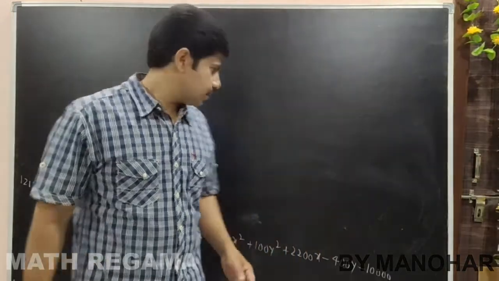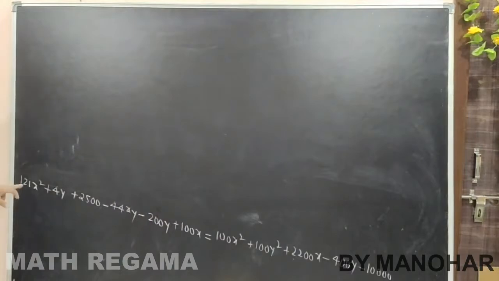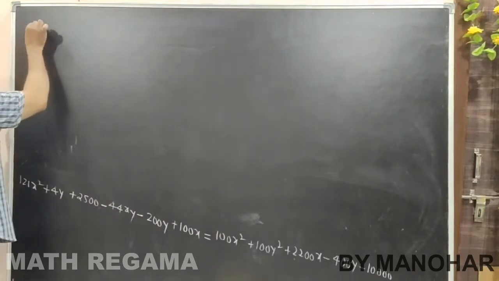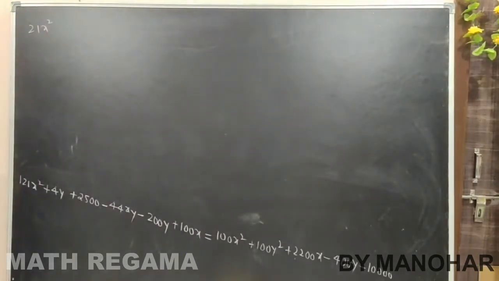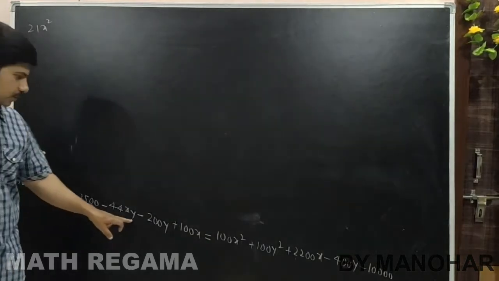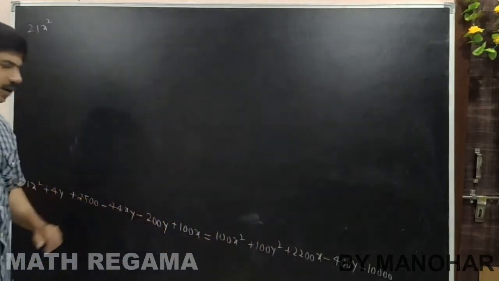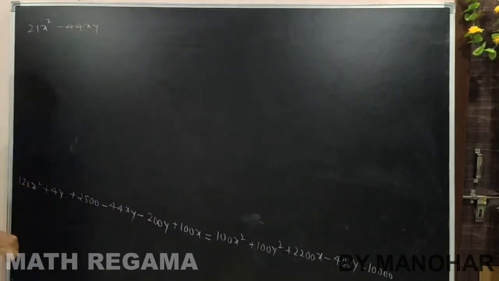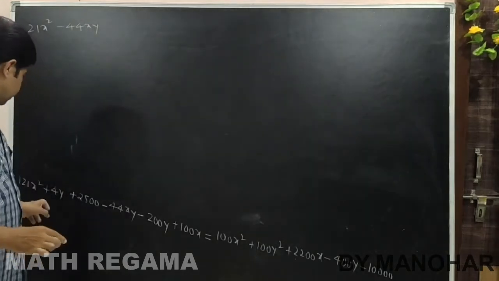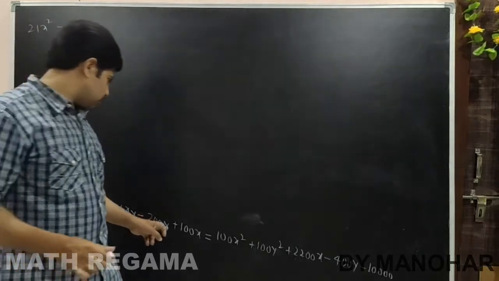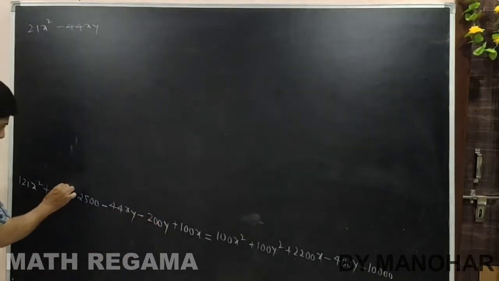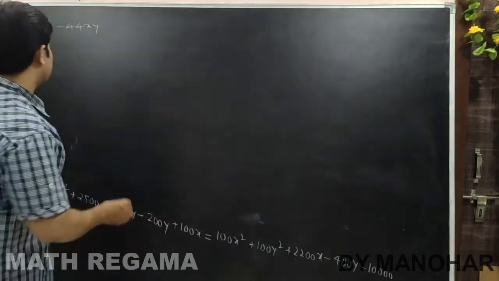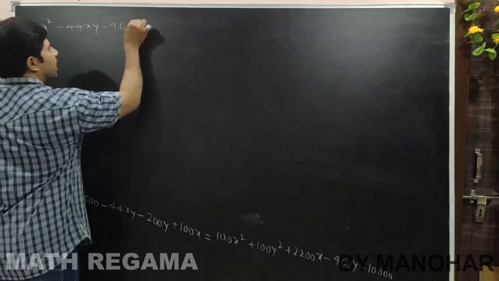So now we'll continue this. This is the simplification, right? So 121x square minus 100x square, that is 21x square. Then after that, xy terms will change. Minus 44xy. Throughout this equation we have only one xy term, so I write it as minus 44xy. Then the y square terms. So this is 4y square minus 100y square. So it is minus 96y square.